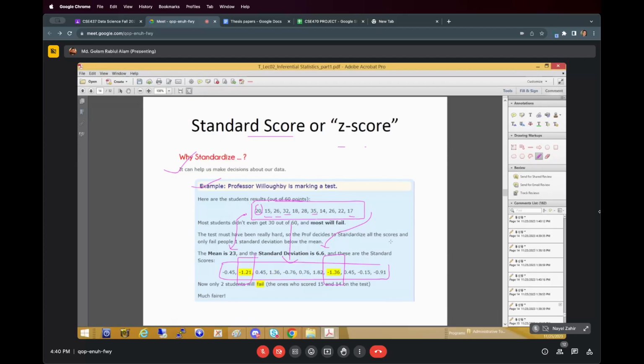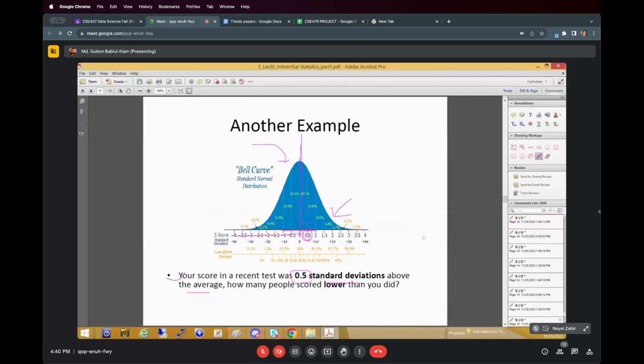That means we look at whether the standardized score is less than minus 1. You can see this one is less than minus 1, and this one is also less than minus 1. So these two candidates will fail and others will pass, and this is much fairer to the students, instead of saying 50% will be the pass mark. So that's another use of our standard scores.